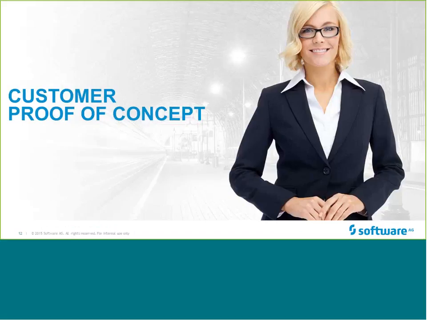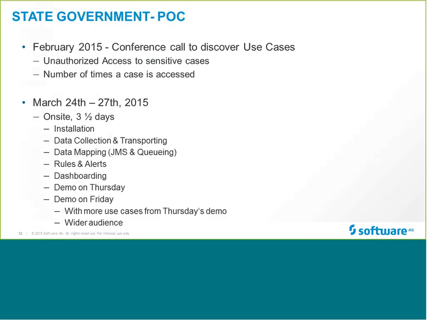So let's talk a little bit more about this customer's proof of concept. We did a conference call with this state government customer to discover some use cases. So they came up with two use cases. One use case was they wanted to look at unauthorized access to sensitive cases, and these are social services cases, and then they wanted to see the number of times these cases were accessed.